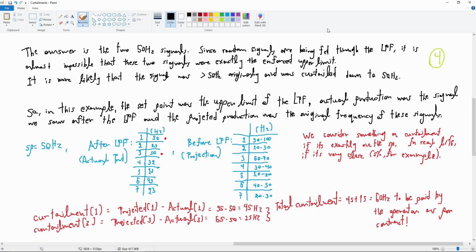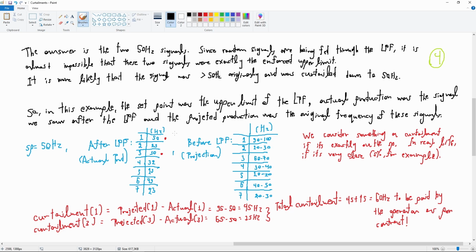of these signals. If we had to make this an exercise, we would say that the SP, or set point, was 50 Hz. The signals after the low-pass filter were the actual production, and there were 7 signals. These were their frequencies. And before the low-pass filters, we had the projections of these 7 signals, and we can see these were ranges. So the first signal was before the low-pass filter around 90 to 100 hertz, and the second signal was around 20 to 30 hertz.